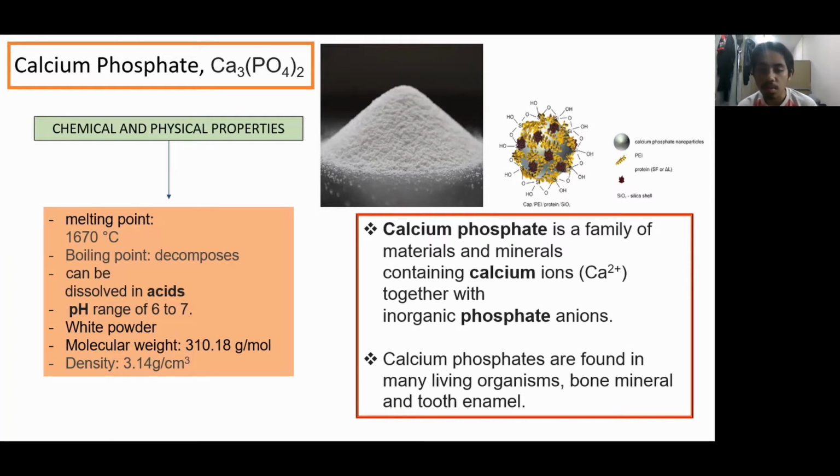So calcium phosphate is a family of materials and minerals that contain calcium ions, which is Ca2+, together with inorganic phosphate ions. So the next one is calcium phosphate is found in many living organisms, even humans, in bone mineral and tooth enamel. Like our tooth, we can find calcium in our tooth and our bone.